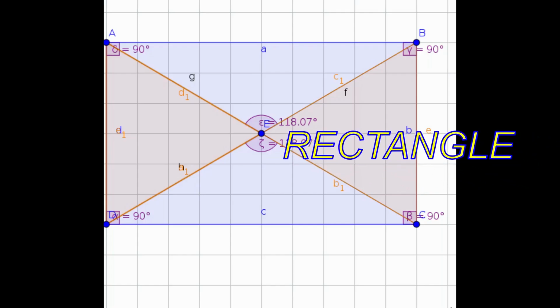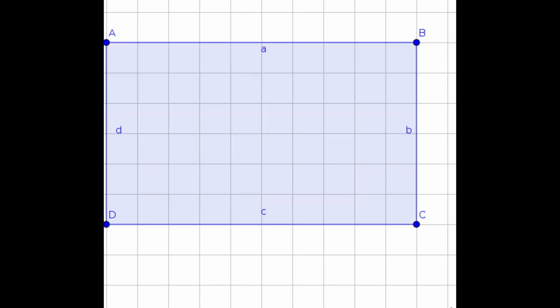Rectangle is also a quadrilateral made up of four vertices, four sides and four angles. Opposite sides are equal and parallel. The angle between the sides is 90 degrees.